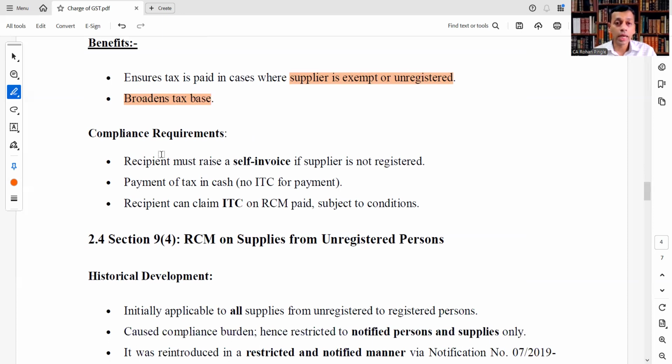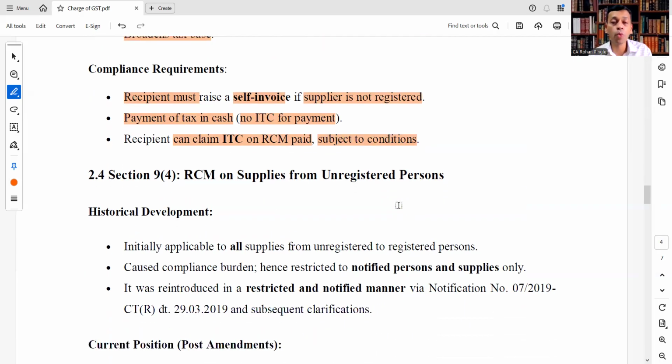Compliance requirements. The recipient must raise a self-invoice if the supplier is not registered. Payment of tax in cash and no ITC for payment. Here we cannot use our ITC to pay the tax. We have to pay this tax under RCM by cash only. And then the recipient can claim that ITC on RCM paid subject to conditions. Means we can claim that ITC subject to a few conditions being satisfied.